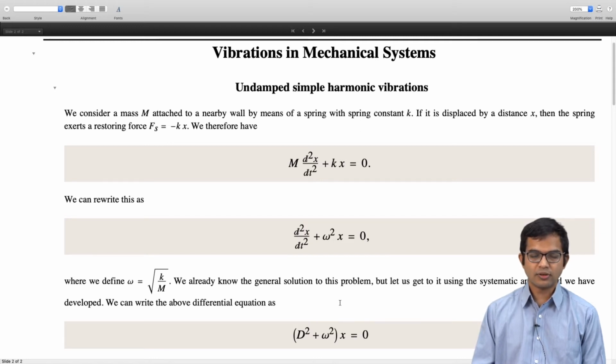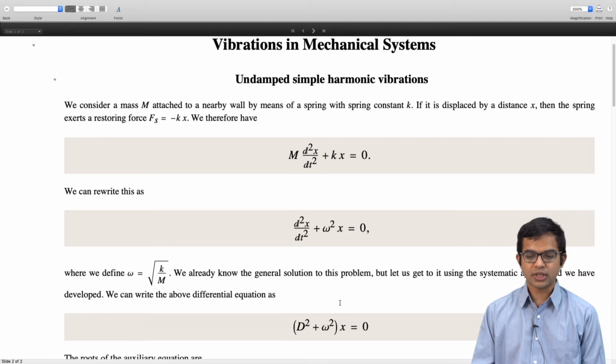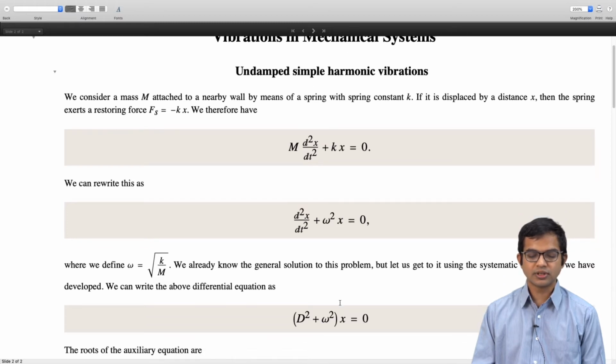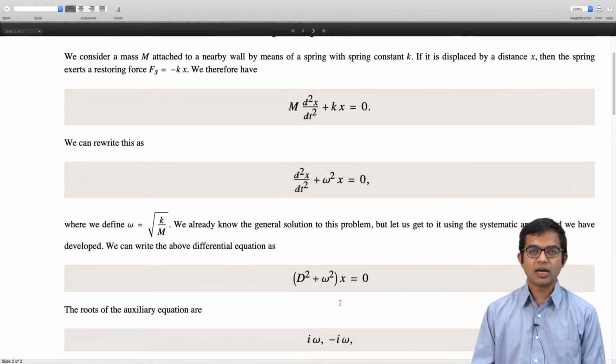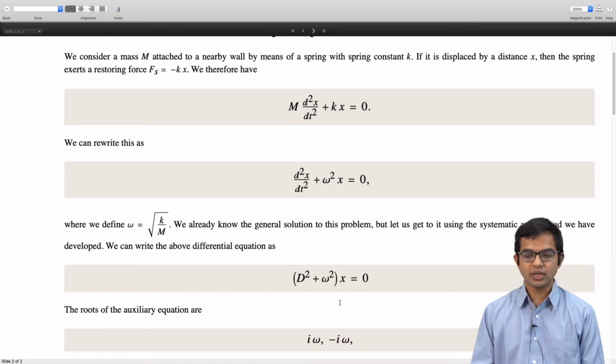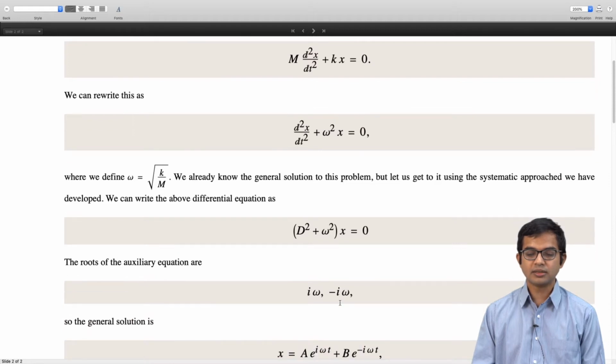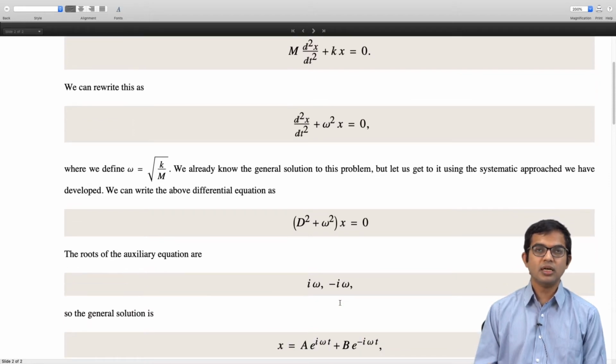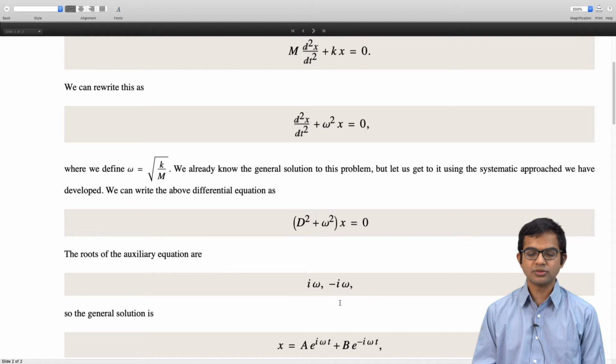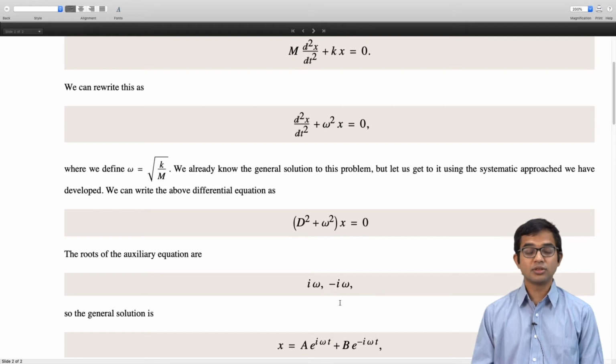And now the left hand side is a quadratic form, right? So the auxiliary equation has roots i omega and minus i omega. So we can factor the left hand side and rewrite it as d plus i omega times d minus i omega acting on x is equal to 0, from which immediately we are able to write down the general solution, which is just x is equal to a times e to the i omega t plus b times e to the minus i omega t.